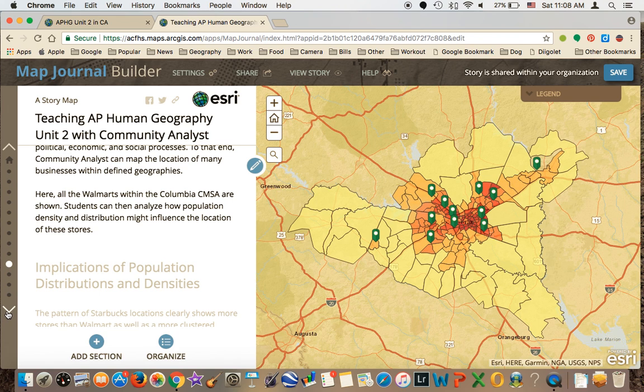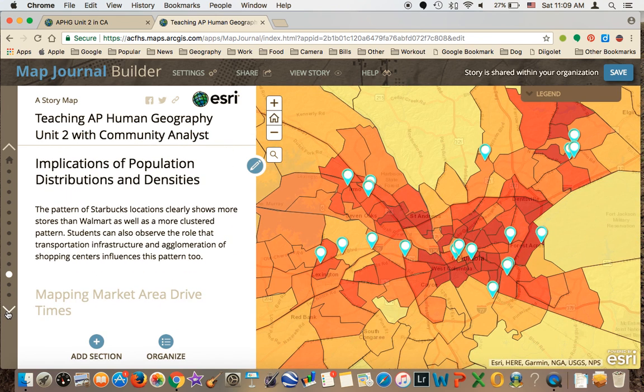Additionally, we've asked Community Analyst to show us the Starbucks, a pretty different type of business. We have to zoom further in, and we can see all of them. Much more tightly clustered pattern. And so then we can start to analyze these patterns as well. What's influencing this? Pretty interesting. This is Highway 378, US 378, going through the city. And we can see a lot of Starbucks along Highway 378 as we travel east to west or west to east.